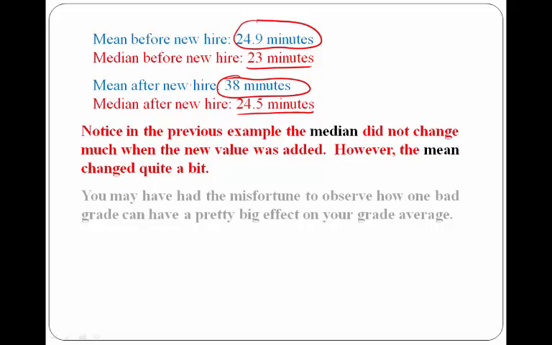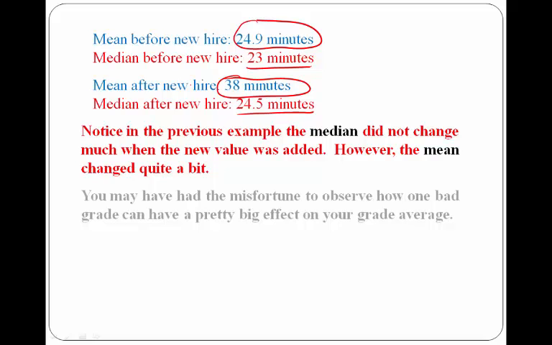Now, if you think about which one of those values most accurately reflects the average employee's commute, there are more people who are closer to the 23 or 24 minutes than there are to the 38 minutes. One could easily argue that using a median in this case would be a better representative of the data set.